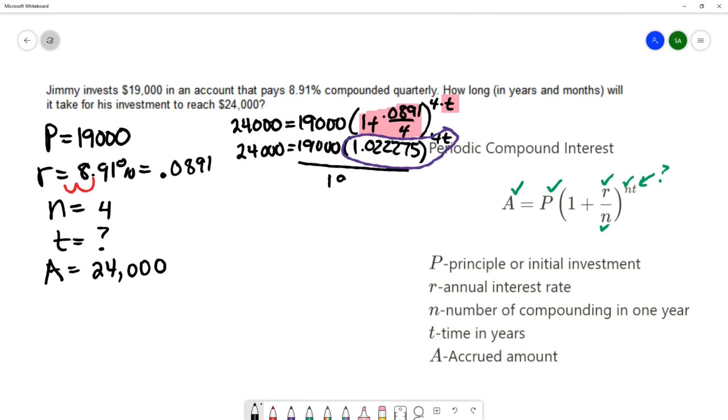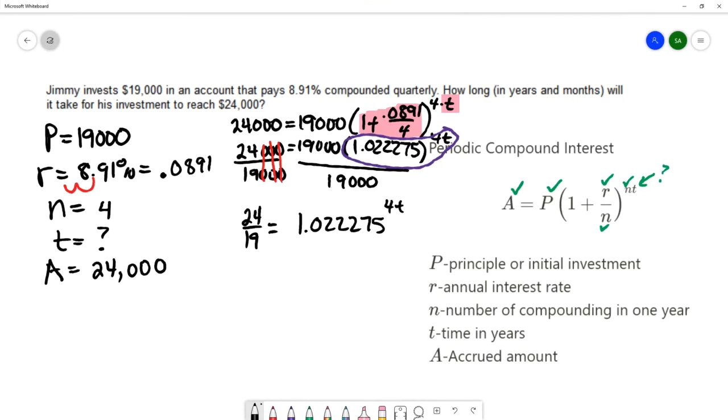So I'm going to divide both sides by 19,000. That quickly, if we're able to cancel out these powers of 10, gives me 24 over 19 equals 1.02275, oops, I left off a 0, 1.02275 to the 4t.